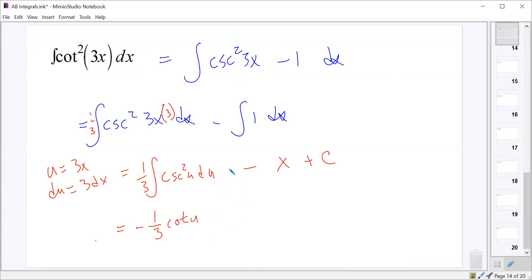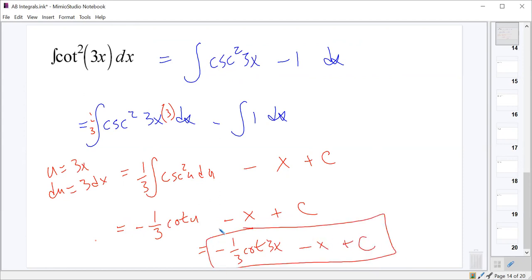Well, if I have plus a constant here and plus a constant here, that's still just a constant being added to it. So we'll just say minus x plus some constant. And if u is 3x, we'll just replace the u with 3x. And we've got negative 1/3 cotangent 3x minus x plus c. Good or no?